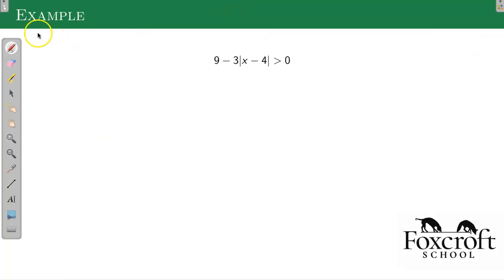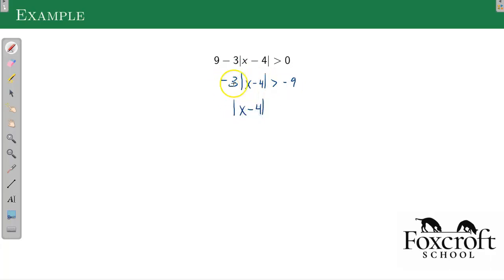All right, here's another example. Again, I'm ignoring the absolute value. I don't want to touch this. So I need to get rid of this 9 and this 3. The 9 is by itself, so I can get rid of that first by subtracting 9 from both sides. And I divide both sides by -3 to get rid of that 3.